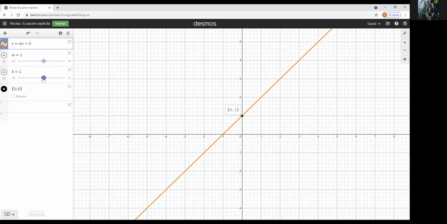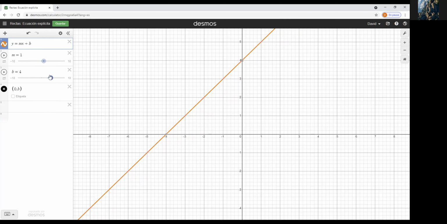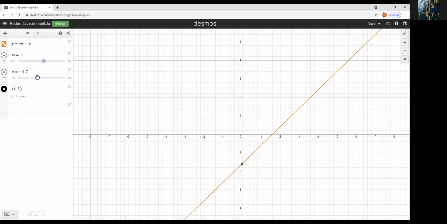So if I start playing with this value, if I increase it, you will see that the line is moving upwards. If I set it at 4, you will see that the coordinates for this point are now 0, 4. If I decrease the value, you will see that it is going downwards. For example, -2. I have the line crossing at 0, -2. And that's it. There's nothing much to it.